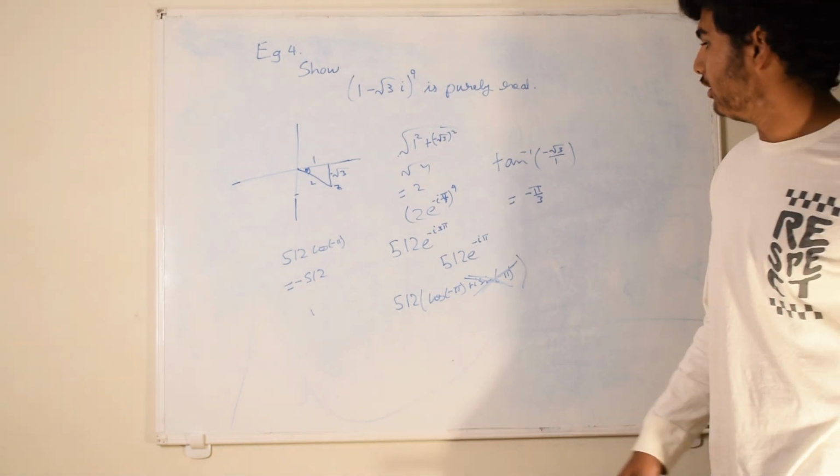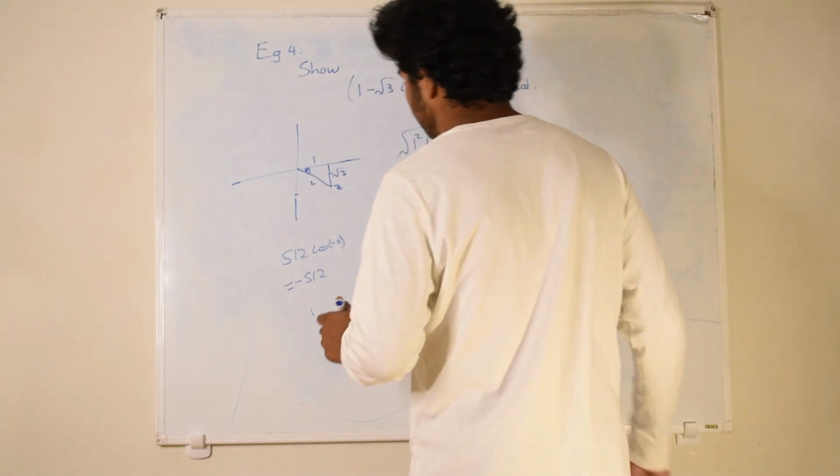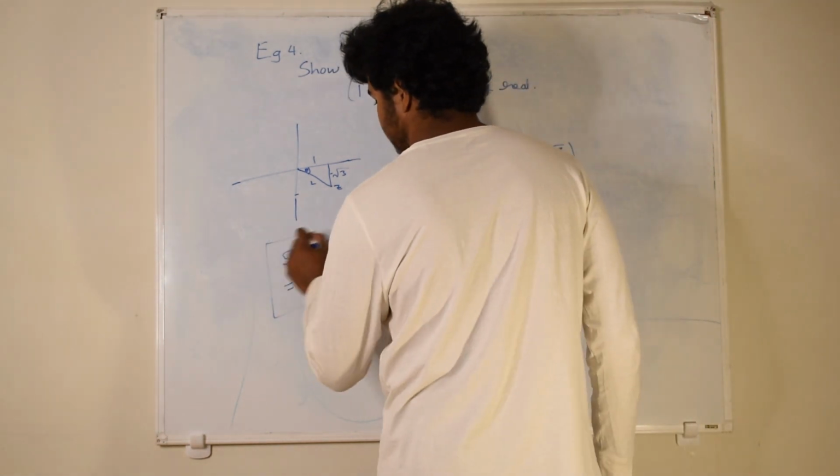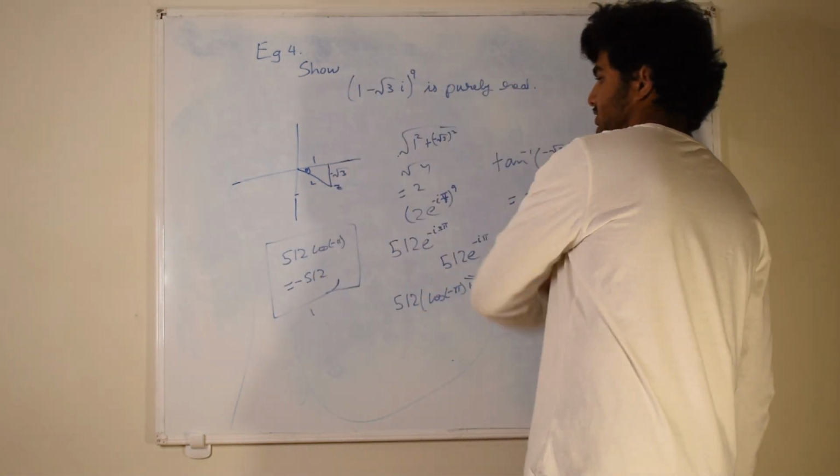Yeah, that's right. Negative 512. So that is how you do this question where we used a mix of all the stuff that we've learned today.